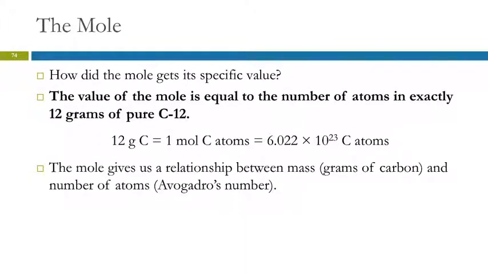So how did that number come about? This relates to the definition of the atomic mass unit, which probably seemed a little weird. Remember, the atomic mass unit was 1/12 the mass of a carbon atom with a mass number of 12. So 6 protons and 6 neutrons. The value of the mole is the number of atoms in exactly 12 grams of pure carbon-12. How much does 1 carbon-12 atom weigh?